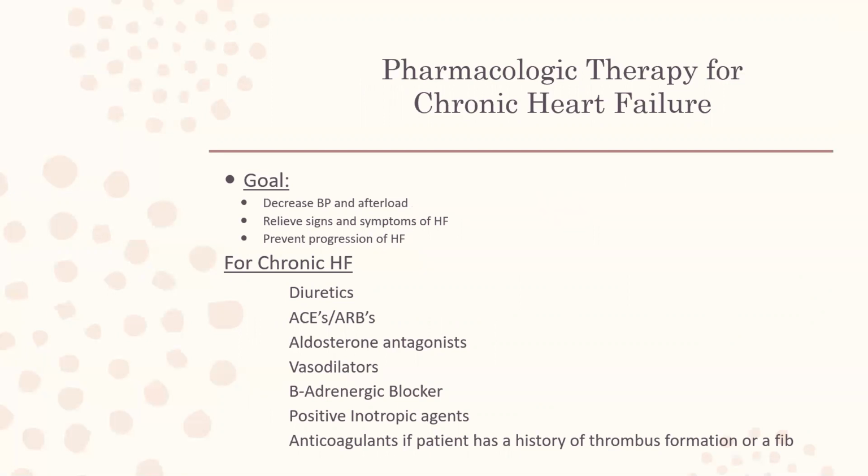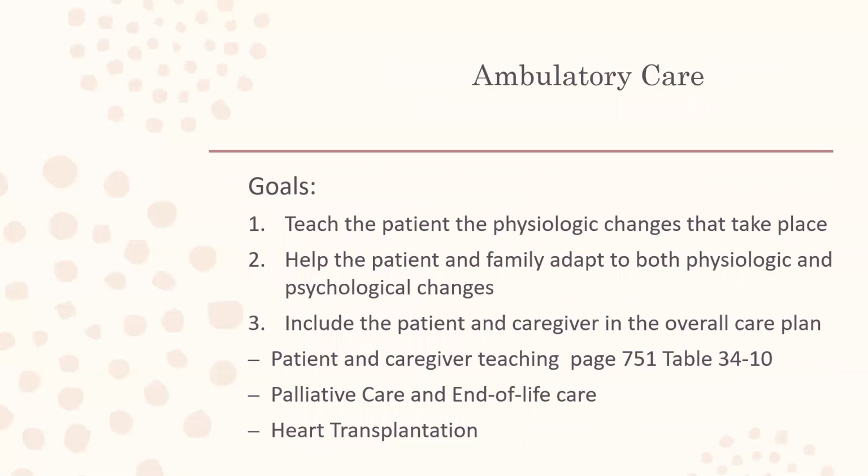So you're going to see people with chronic heart failure on diuretics. They're going to be on an ACE or an ARB, an aldosterone antagonist, a vasodilator, a beta blocker. Maybe you'll see them on one of those inotropic agents. And if they have had a history of AFib or have had a thrombus in the past, you may also see them on anticoagulants. So, ambulatory care: you're going to be looking at the signs and symptoms to monitor and report. If someone was having dizziness or fainting or a dry cough or breathlessness, those would be things that would need to be transitioned up.